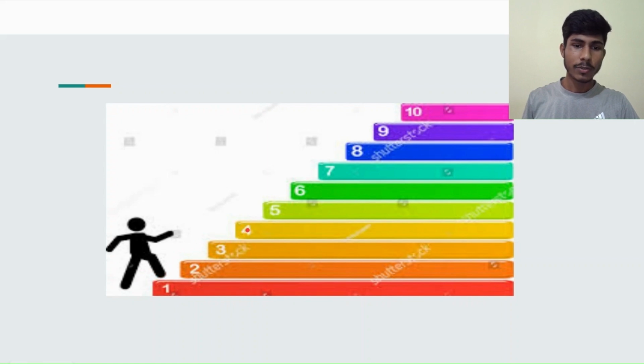Okay. Similarly, 4 is higher than 3, 2, 1 and 0. And 5 is higher than 4, 3, 2, 1. And 6 is higher than all these numbers up to 5. 7 is higher than up to 6. 8 is higher than up to 7. And 9 is higher than all these numbers 8, 7, 6, 5, 4, 3, 2, 1 and 0. And next is 10. And 10 is higher than all these numbers from 0 to 9.